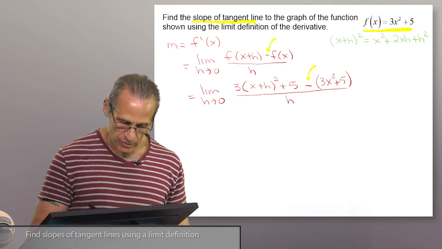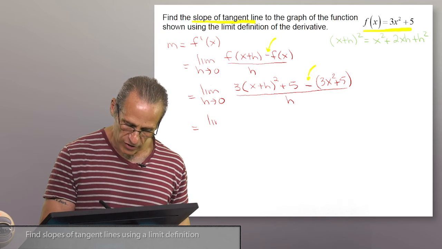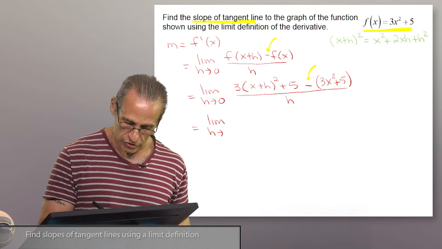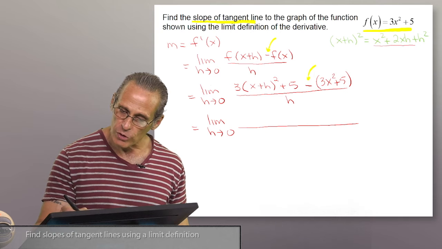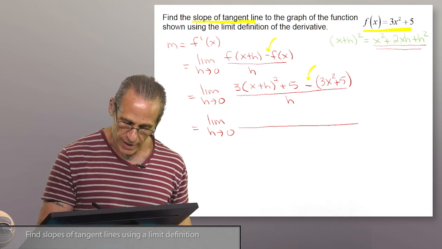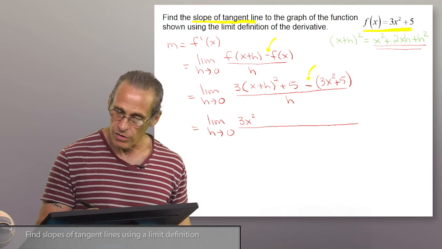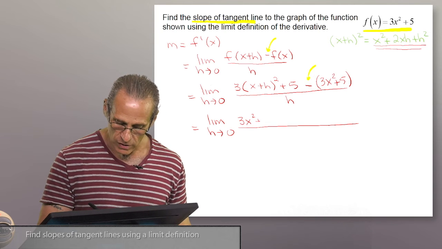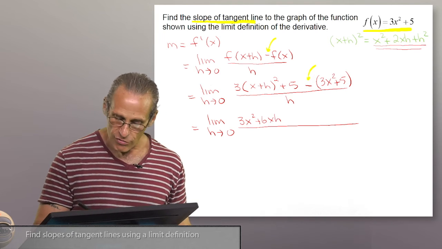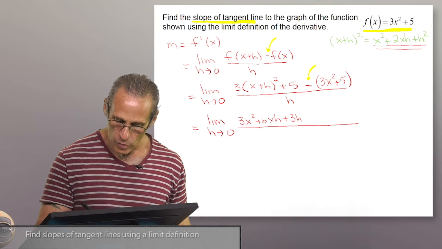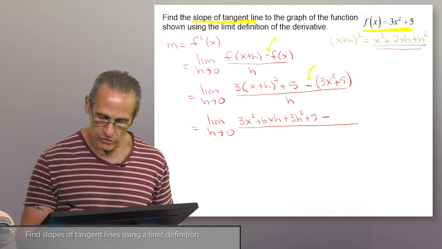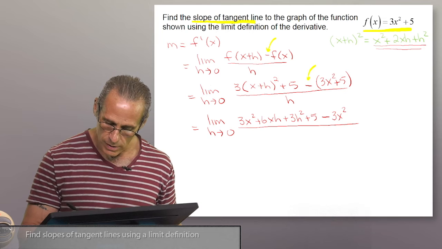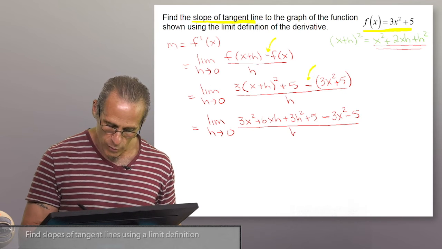So if that's the case, in my next line, I'll write the limit as h approaches 0, and I'll multiply 3 by each of these terms right here. So that would give me 3x squared, 3 times 2xh is 6xh, and 3 times h squared is 3h squared, then plus 5, minus, and now I'm going to distribute through the parentheses. So minus 3x squared minus 5 over h.